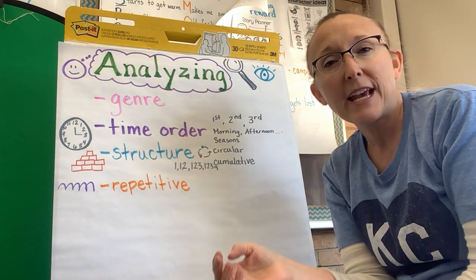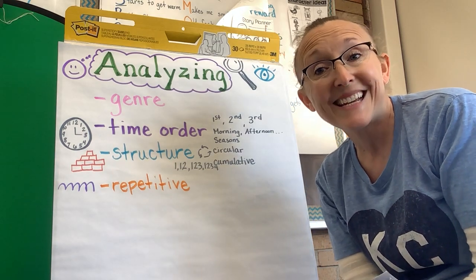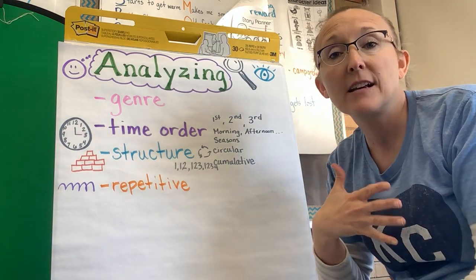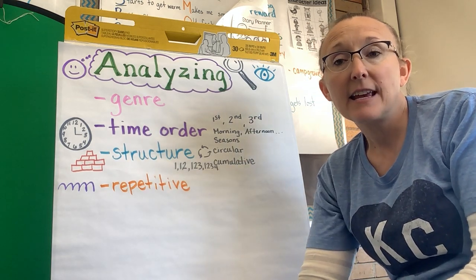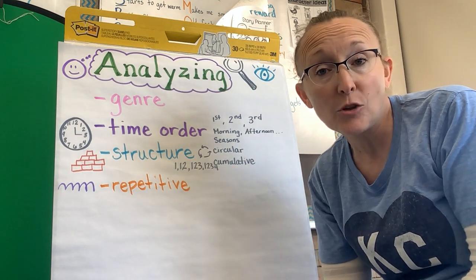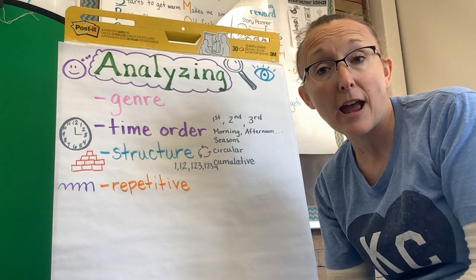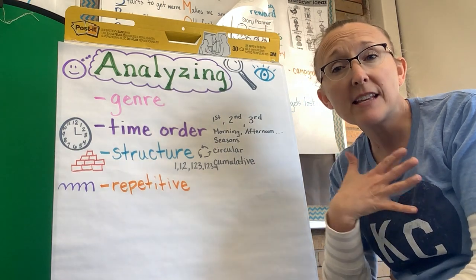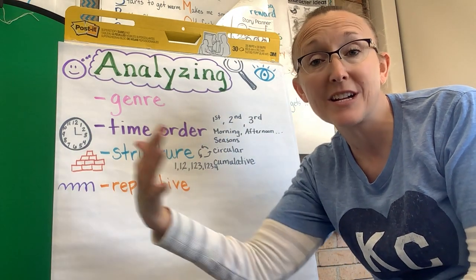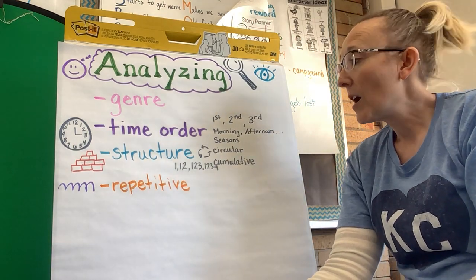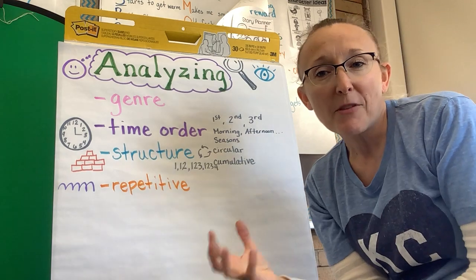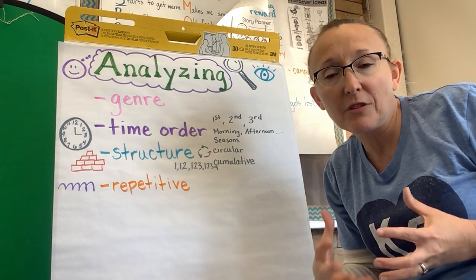We also know that we can tell if the story is being told in time order. Is it going first, next, last? Is it a procedure telling you what to do in order, like a craft project? Is it going over the course of a day or a season or a rainstorm? Okay. We also noticed that some of the books are structured in a really cool way, right?